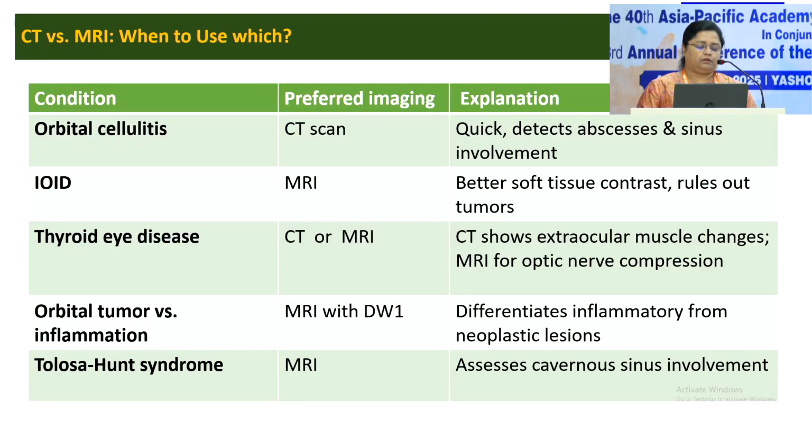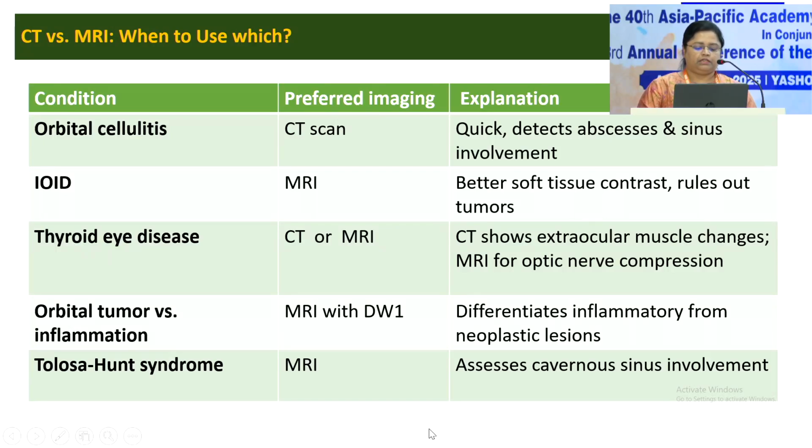So when to use which one, there is just a gross guideline. In orbital cellulitis, the first investigation should be a CT scan because it is quick and detects abscess and sinus involvement. In suspected idiopathic orbital inflammation, MRI is a better choice because it gives better soft tissue contrast and also helps rule out tumor. In thyroid eye disease, both CT and MRI are useful. CT gives the extraocular muscle changes, and MRI is better for optic nerve compression signs.